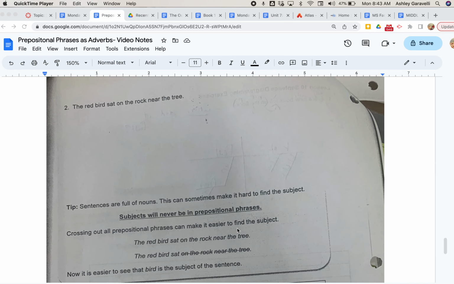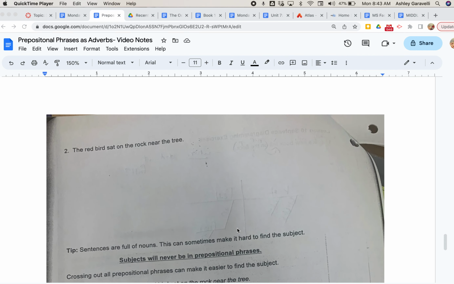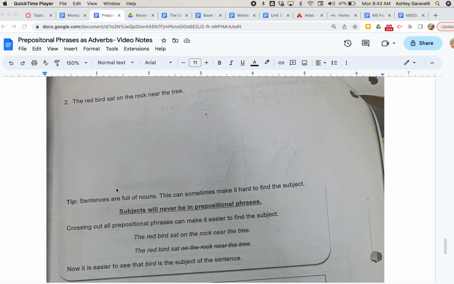Okay, for number 2, I did not do this for you because I want you to do this. So what you're going to do is you are going to label it first, and then you're going to diagram underneath it. So let's look at what it says. It says tip. Sentences are full of nouns. This can sometimes make it hard to find the subject. Subjects will never be in prepositional phrases. Crossing out all prepositional phrases can make it easier to find the subject.